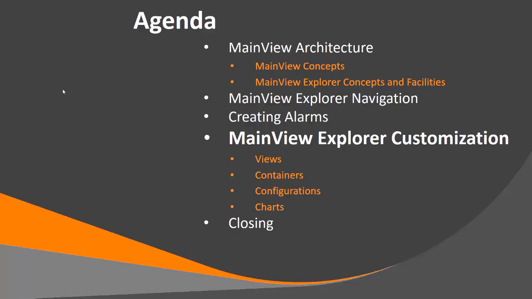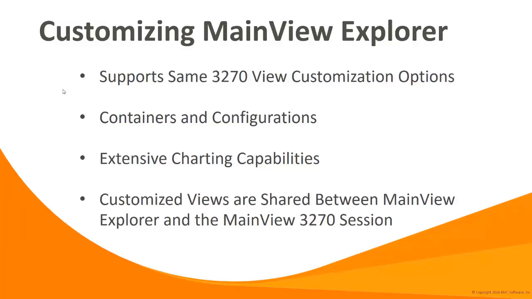Now let's take a look at how we can customize our displays in MainView Explorer. Customizing the views in the MainView Explorer has some similarities to the 3270, but there are differences. It does have the same view customization options, although it presents them differently than what you see in the 3270. You can provide customization for containers and configurations, as well as the views. There are extensive charting capabilities available in MainView Explorer, and we'll take a look at that. And customized views are shared between your MainView Explorer session and your 3270 session.